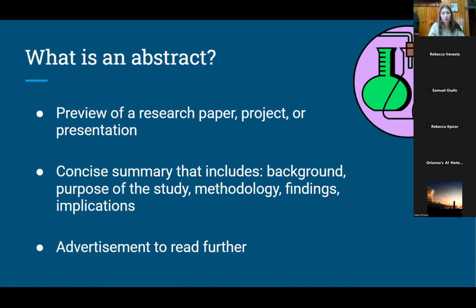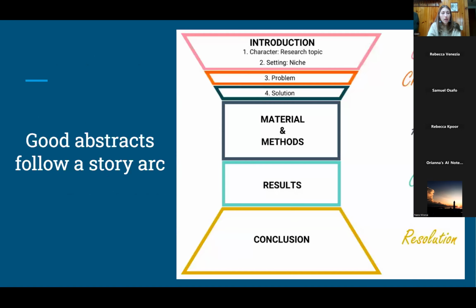What does the structure of an abstract look like? Typically, especially with scientific abstracts, they include a small piece of each of the major sections of a research paper. That includes the intro, methods, results, and conclusions. But all abstracts, no matter if they're in the science field or otherwise, follow a story arc. They really want to tell us a story about what it is that we're going to be reading or what we're going to be listening to.